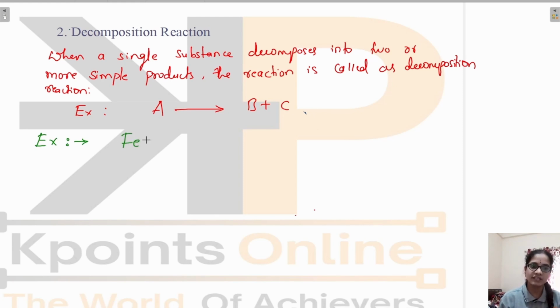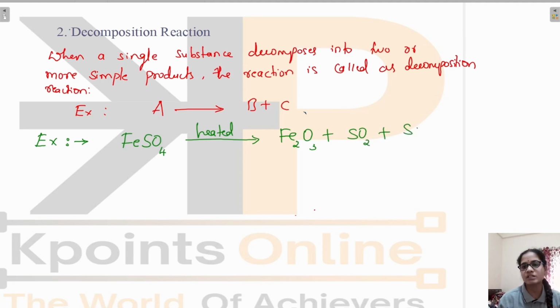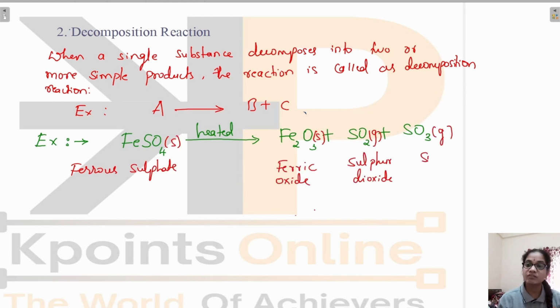When ferrous sulfate crystals are heated, ferric oxide is formed, sulfur dioxide is formed, and sulfur trioxide is formed. Okay, it is ferrous sulfate. These two are gases. We get ferric oxide, sulfur dioxide, sulfur trioxide. It is a decomposition reaction where a single reactant breaks down into two or more simpler products. That type of reaction is called a decomposition reaction.